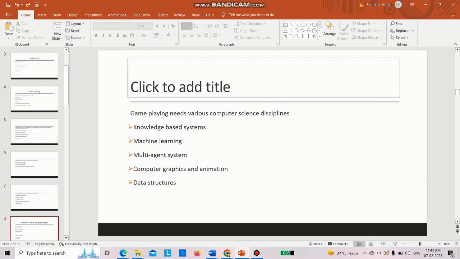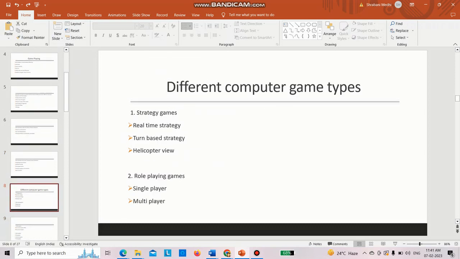So these are a few of the computer science disciplines that we need in order to perform game playing. Now, different types of computer games are strategy games. These can be real-time strategy, turn-based strategy, or helicopter view. A few examples are Age of Empires and Delta Force, where we need to think of some strategy in order to achieve some task or goal. Then role playing games, which can be single player or multiple player. Suppose there is a game of tennis, it can be single or double, and there are many types of games available like that.